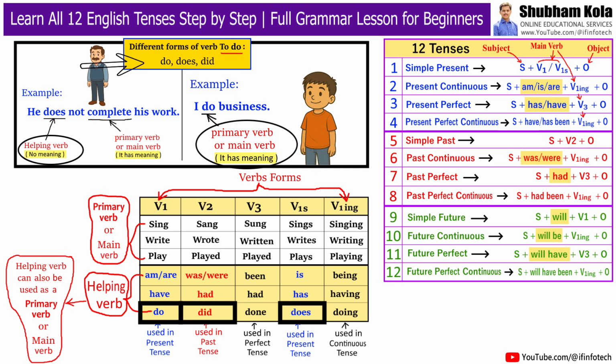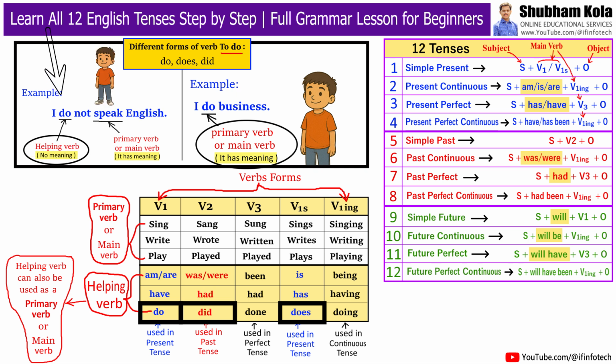Now let's talk about do, does and did. These are sometimes helpers and sometimes main verb. Let me show you both. First, as a helping verb. He does not complete his work. Here does is not the main verb. It is just helping the sentence become negative. So no need to give it any meaning. Focus on the verb complete. That's the real action. Same with I do not speak English.